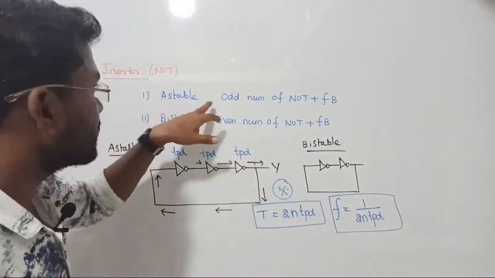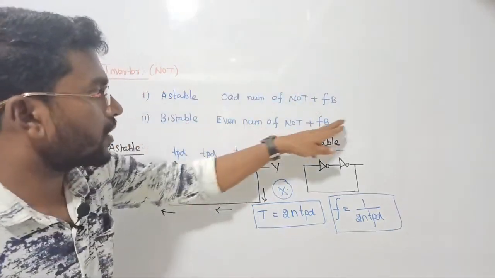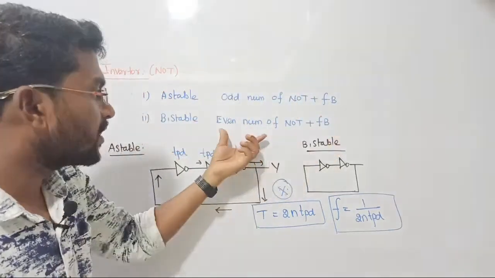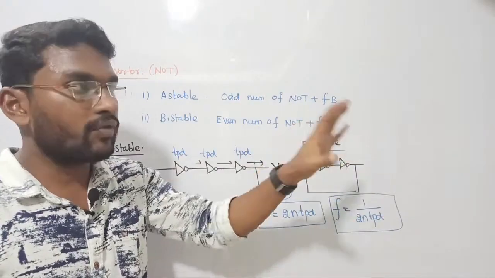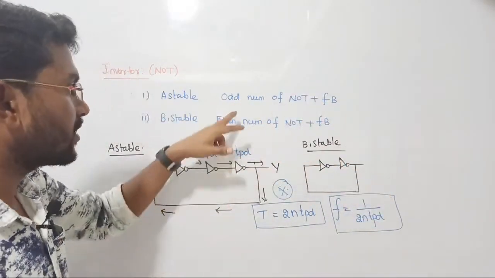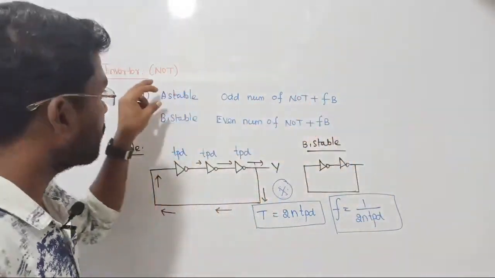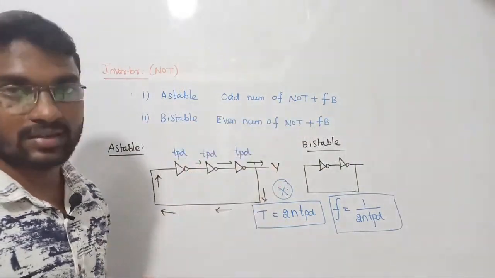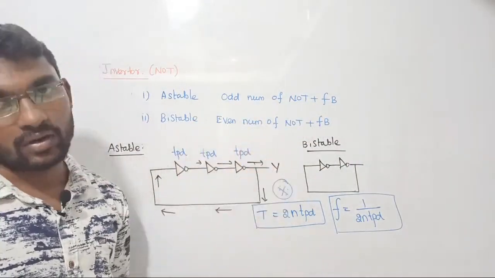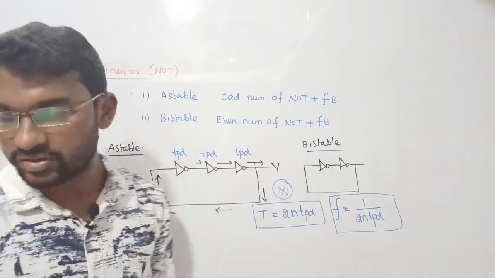You will be tested on one more question, so just make a note of it. Bistable means an even number of gates plus feedback. Which type of vibrator is it when there is an odd number of gates plus feedback? That's why I am writing these statements here. The rest of the things we will discuss there. Just to make very clear notes.